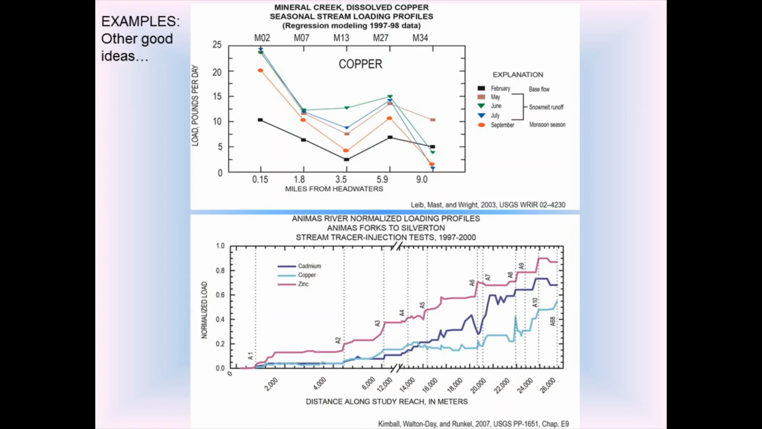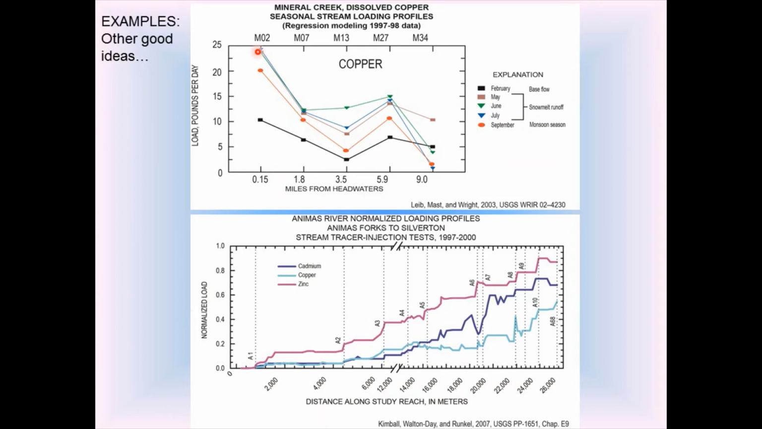Here's some other good ideas. Ken Lai with the USGS did regression modeling on stream flow and water quality data during 1997 and '98, showing stream loading profiles. There's that word load. And so what's significant about this is Ken broke it out by season: a base flow, snowmelt runoff season, and a monsoon season.